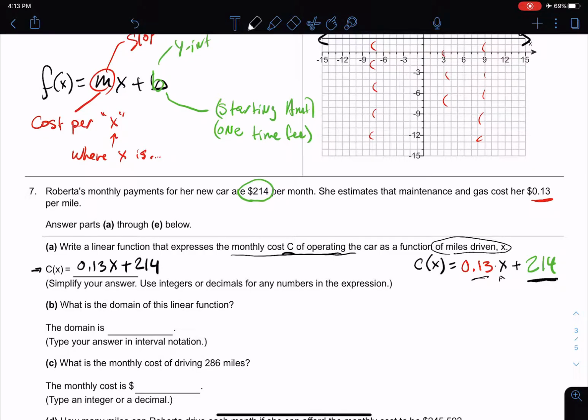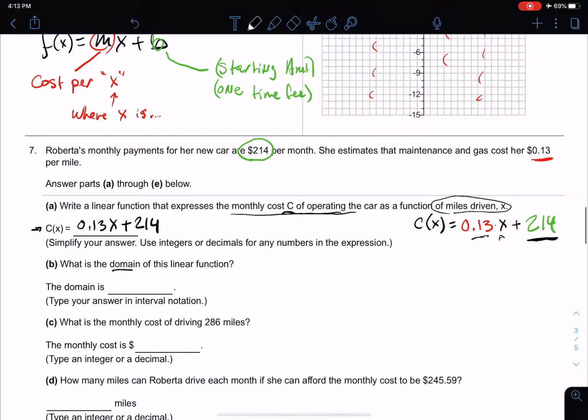What is the domain of this linear function? Whenever they're asking about domain, remember, it's all the X values. Now, when they're asking about the domain in the context of a problem, you have to be a little more careful, because the domain is talking about the X values.